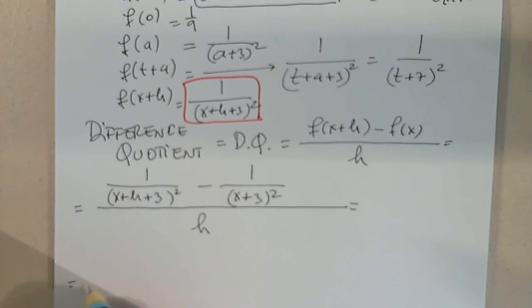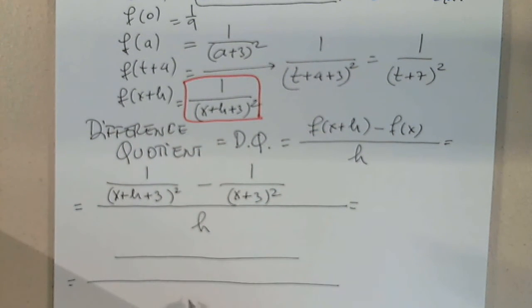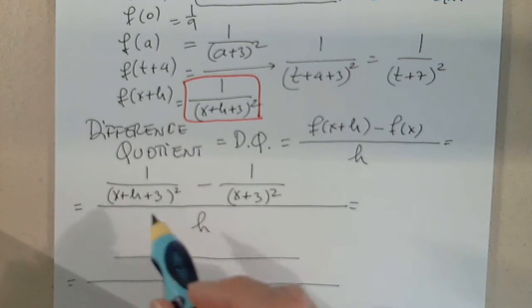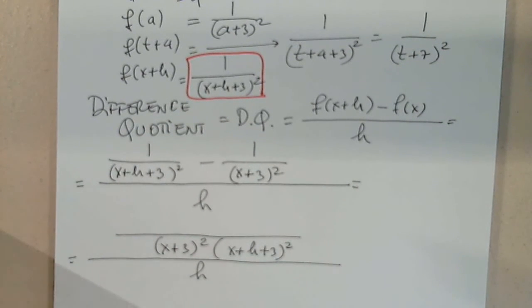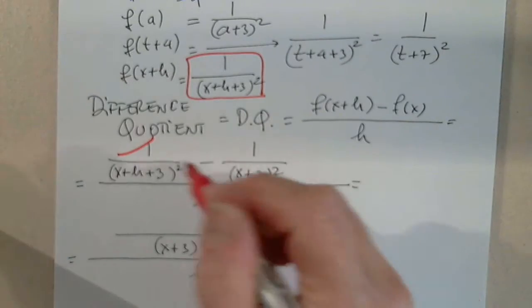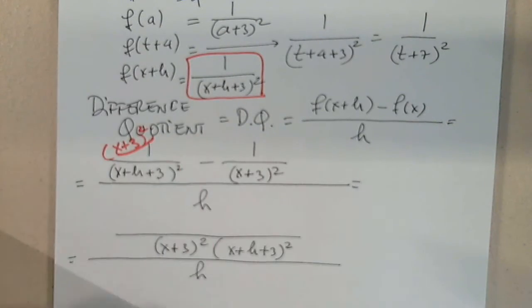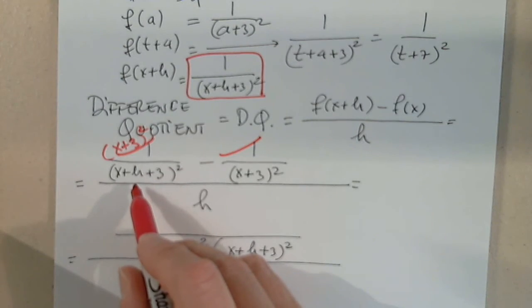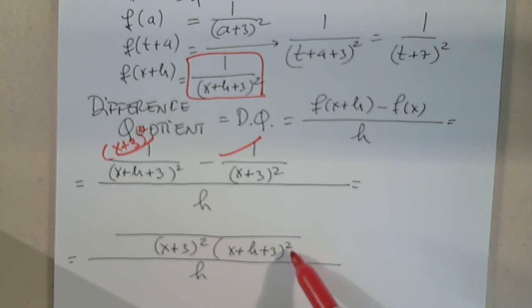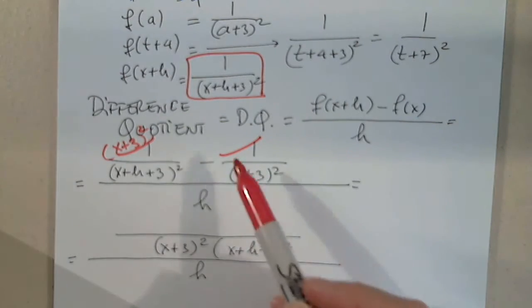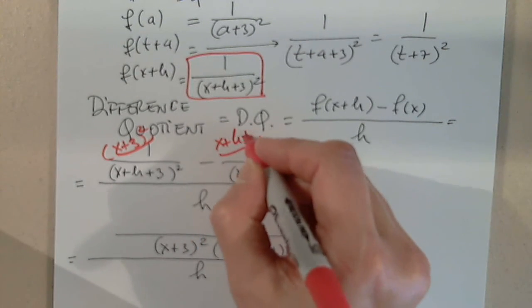At this point, I have to find the least common denominator in the numerator. Well, these two factors have nothing in common. Therefore, it must be the product of the two. The least common denominator is the product of these two. Therefore, the numerator of the first fraction has to get an x plus 3 squared, and the numerator of the second fraction has to get what it does not have. The least common denominator is x plus 3 squared times x plus h plus 3 squared, and the denominator here does not have x plus h. It was multiplied by it. So then we have to do the same thing to the numerator.